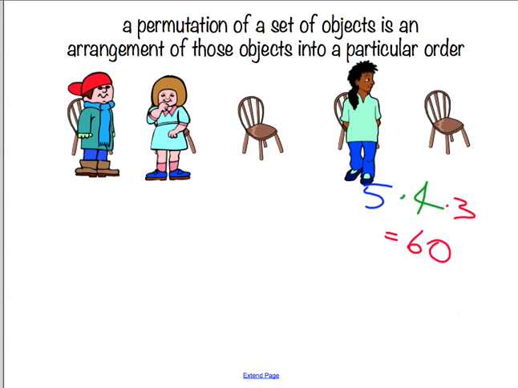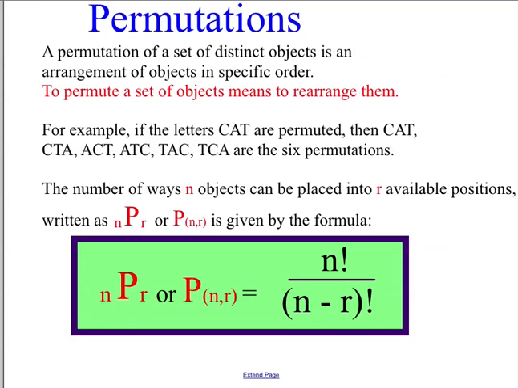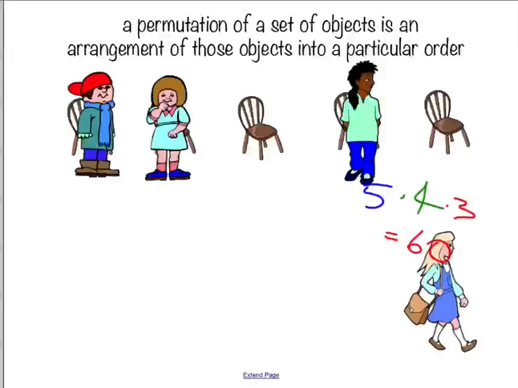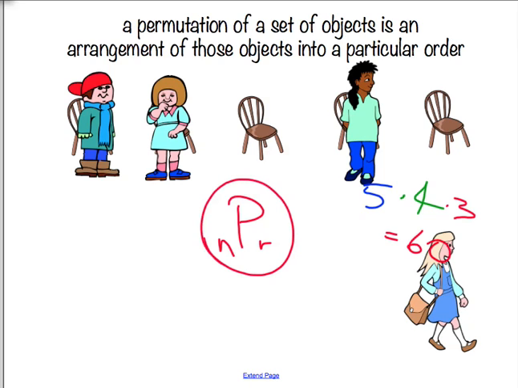Now the good thing is, there's a formula for this. And the formula is, if I've got a permutation where order matters, and I've got 5 spots available, I'm going to call those available spots or available positions n, and there's only 3 people in the subset, and I'm going to call the subset r, my formula simply is nPr.